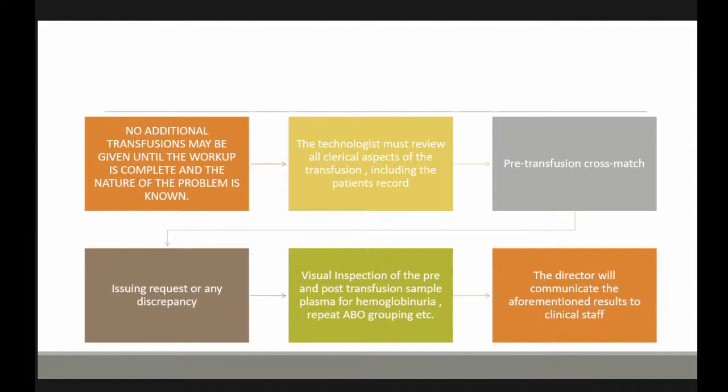Here in transfusion medicine, the technologists will review all the clerical aspects of the transfusion, including the patient's record, a pre-transfusion cross-match, issuing requests or any discrepancies, visual inspection of the pre- and post-transfusion samples, plasma for hemoglobinuria, and we repeat the ABO grouping, etc. The director will communicate the aforementioned results to the clinical staff.